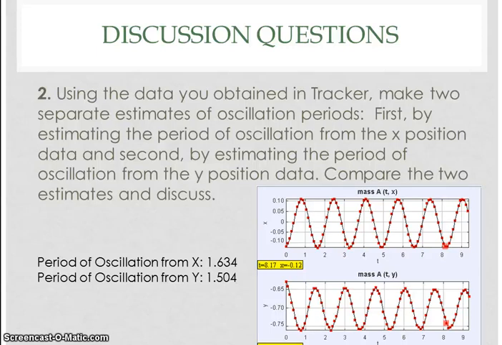I made two separate estimates of the oscillation periods, one of the y data and one of the x data. Since the spring is constantly changing directions, the periods of oscillation are different, and you cannot use these to estimate the spring constant. Instead, we had to use the data from the video where the spring is only moving in the y direction to calculate this.